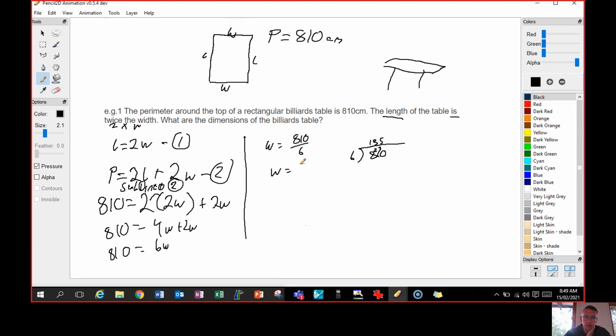So W equals 135, and it's going to be centimeters this time because we're in application.